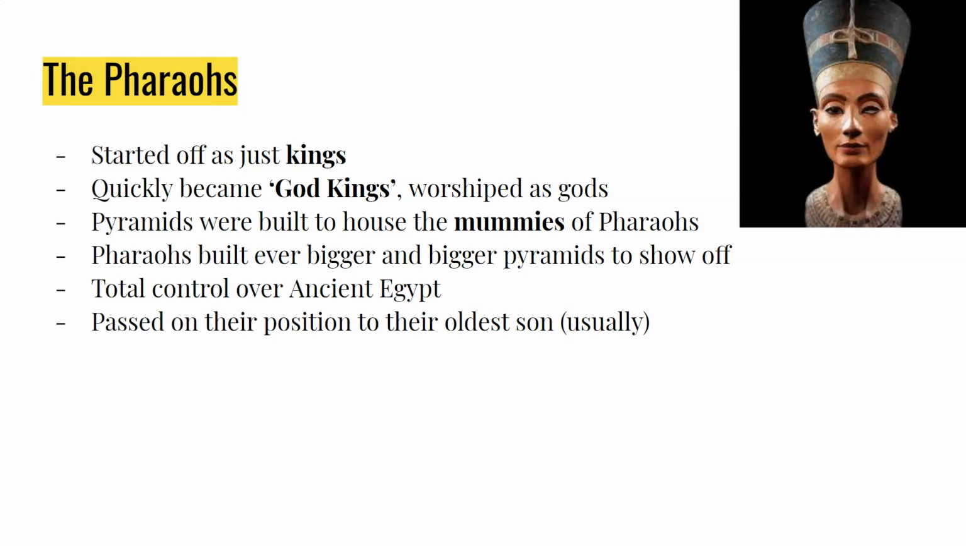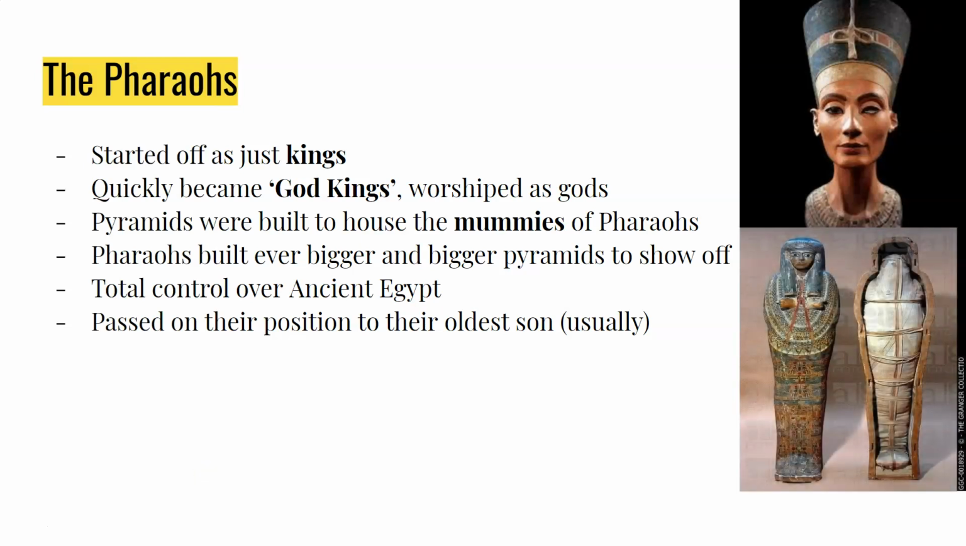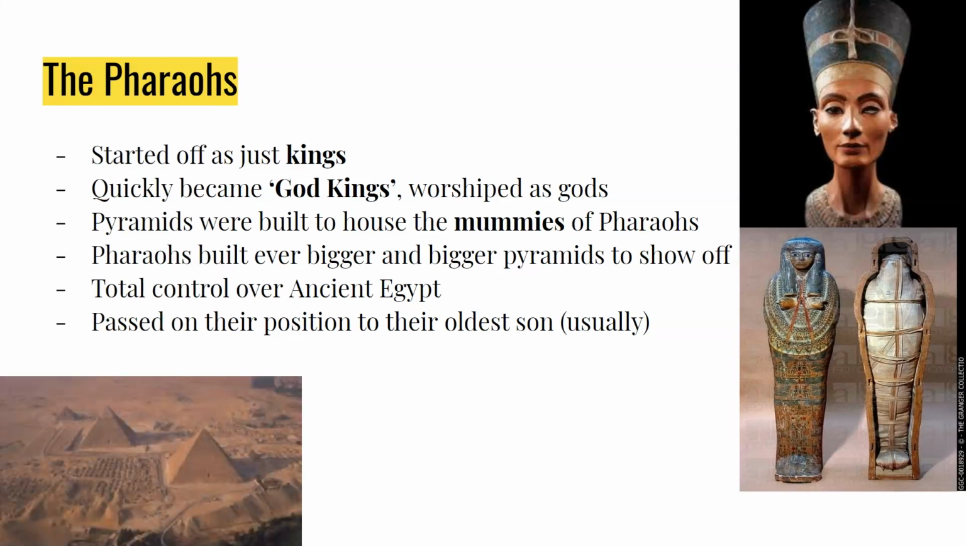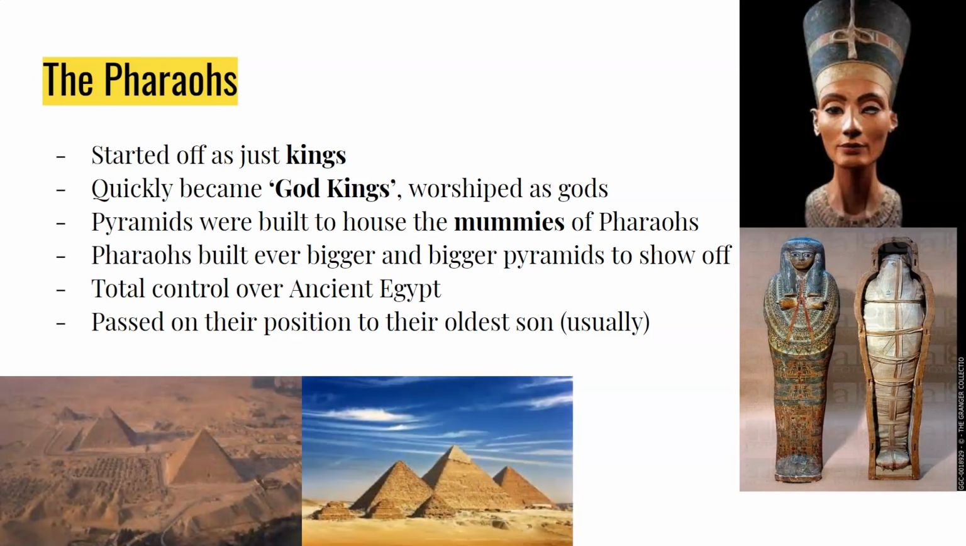And when they died, they passed on their position to their oldest son, usually. There were, for example, in the top right-hand corner, you've got Cleopatra. But female pharaohs were the exception rather than the rule. And that's essentially it. That's all we need to cover for this very broad, very basic look at ancient Egyptian society.